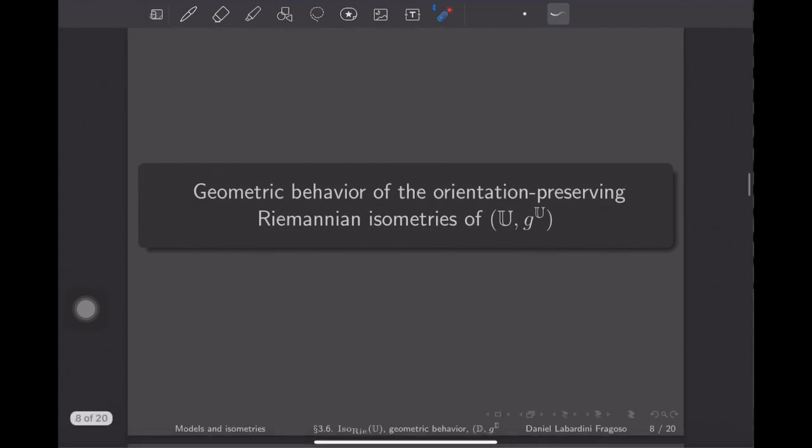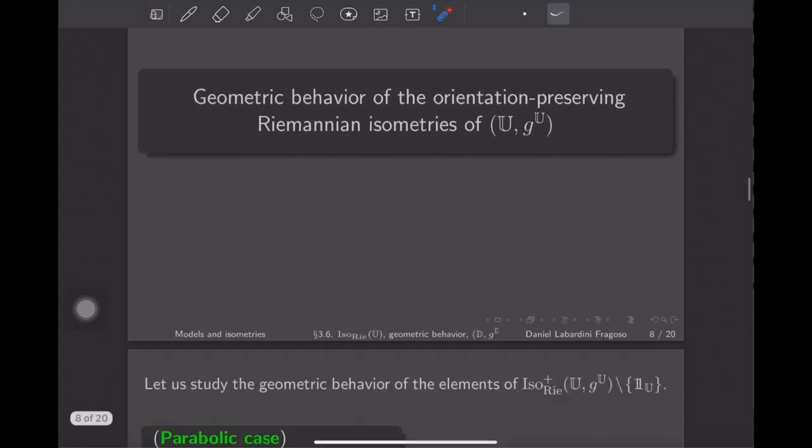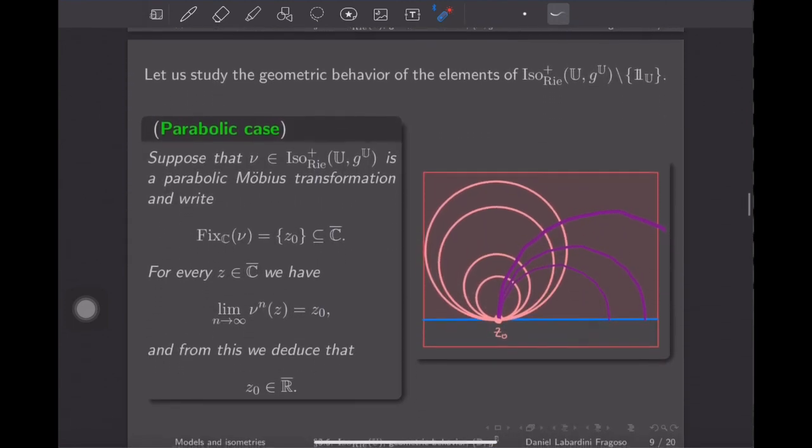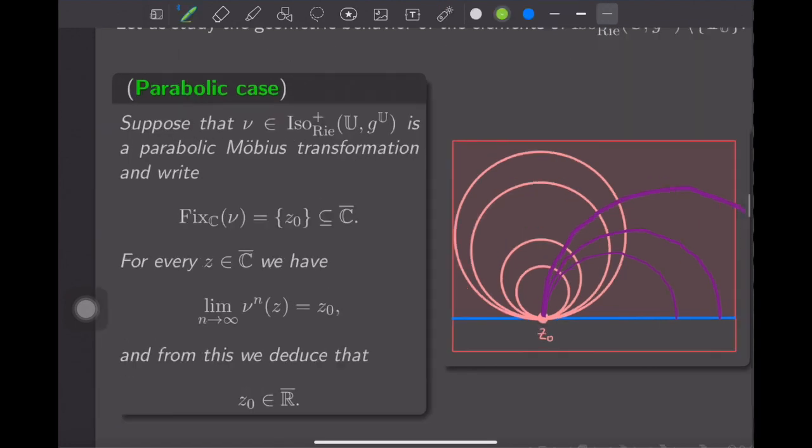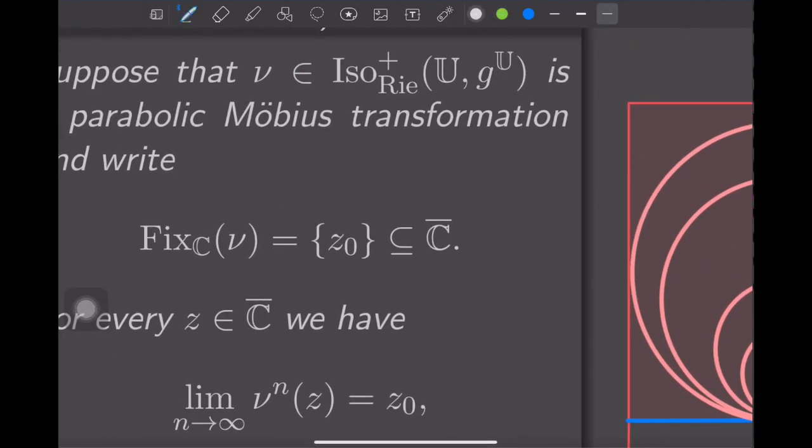So we are simply going to specialize the description we gave back then to the case of Mobius transformations that preserve U bijectively. And so this is in the parabolic case. Well, in the parabolic case, when I consider nu as a Mobius transformation of C bar, and here it should be C bar.